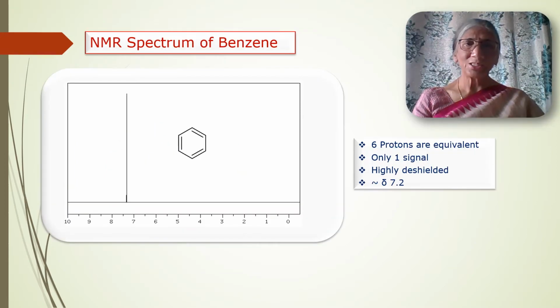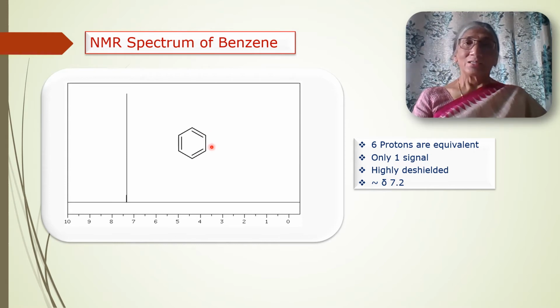This is the NMR spectrum of benzene. And this NMR spectrum of benzene shows only one signal, and that too at delta value 7.2. This shows the aromatic compound. Only one signal is present. It means all the 6 protons of benzene are equivalent protons.